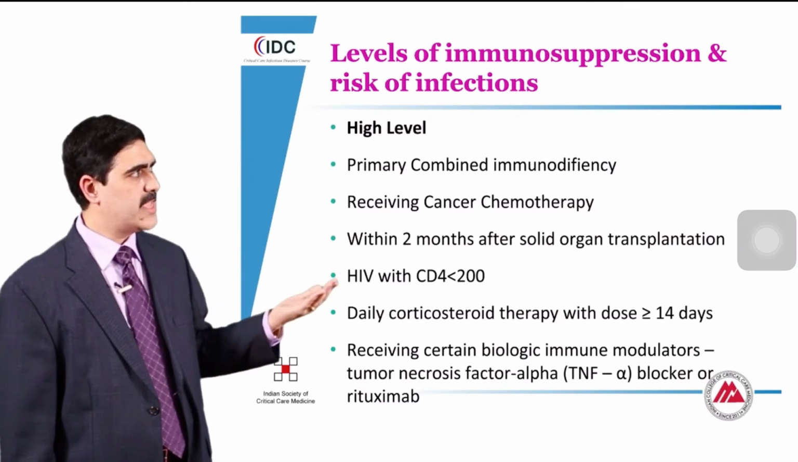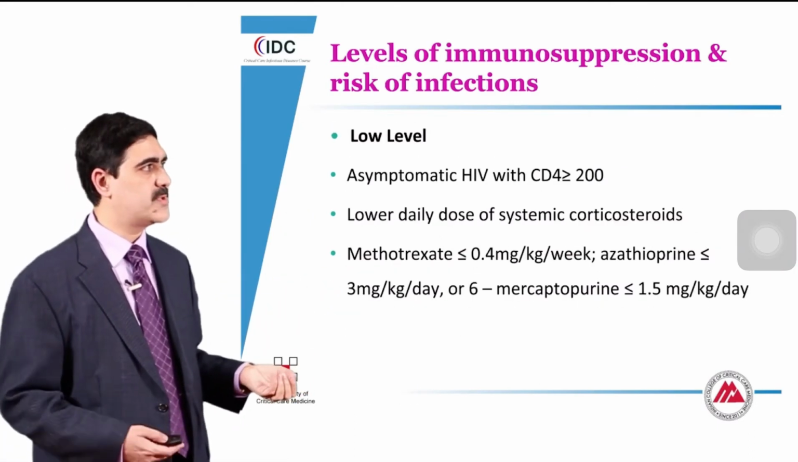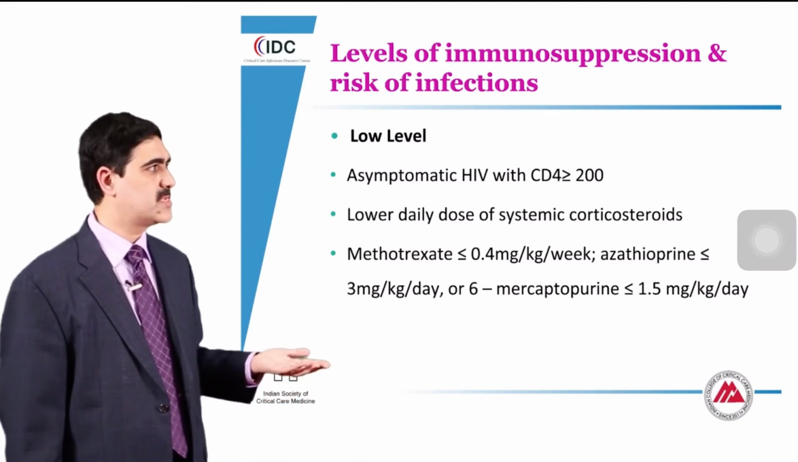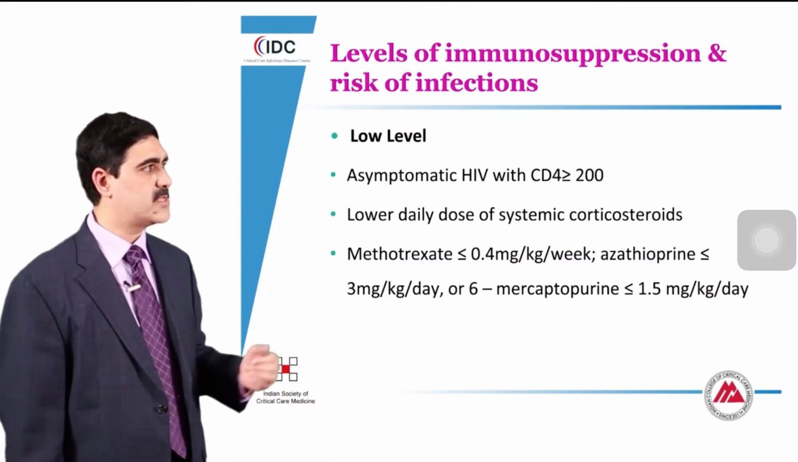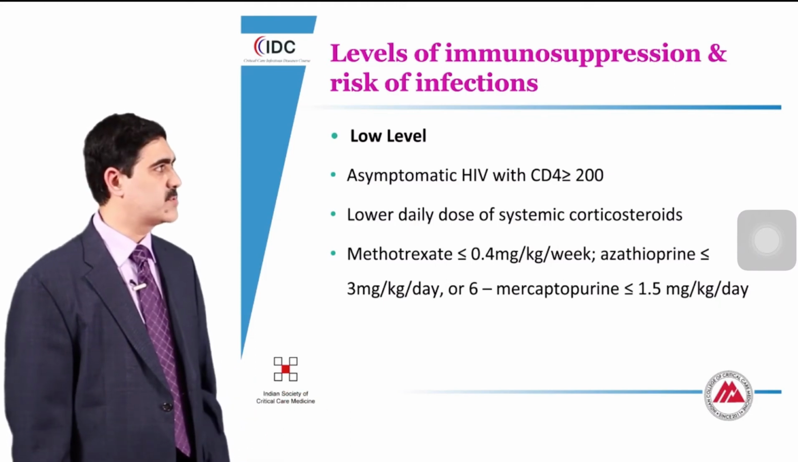So you would think of low level immunosuppression in asymptomatic HIV patients with a higher CD4 count, more than 200, or those who are on lower dose systemic corticosteroids, or those who may be taking methotrexate or azathioprine or mercaptopurine, particularly for rheumatoid arthritis or any of those conditions.